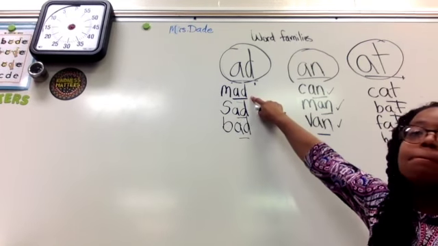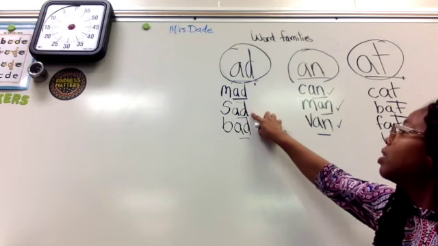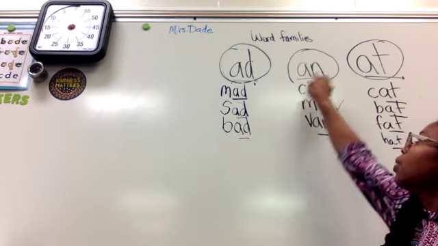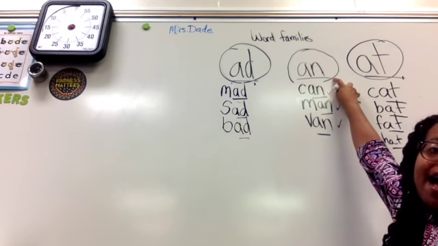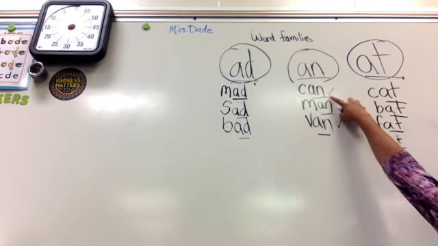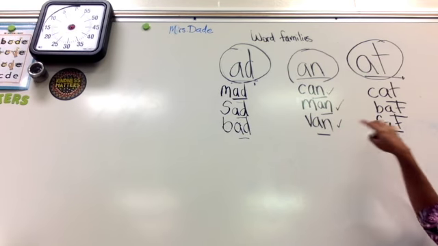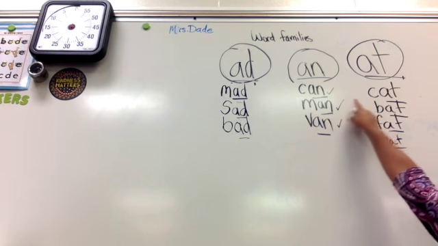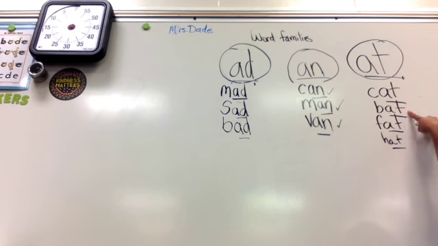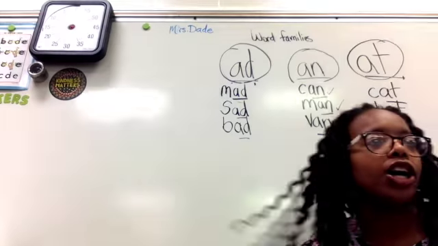All right, let's read all of our words that we came up with. We have mad. Then I went to what family? The and family. And this is can, man. Well, then we did at. So we were saying cat, bat, fat, hat. Are y'all with me? Yes.